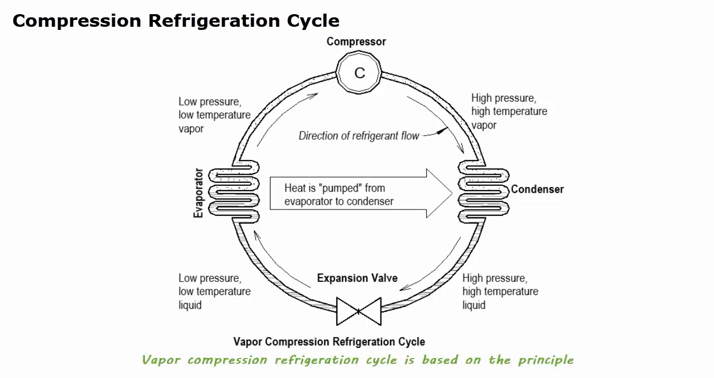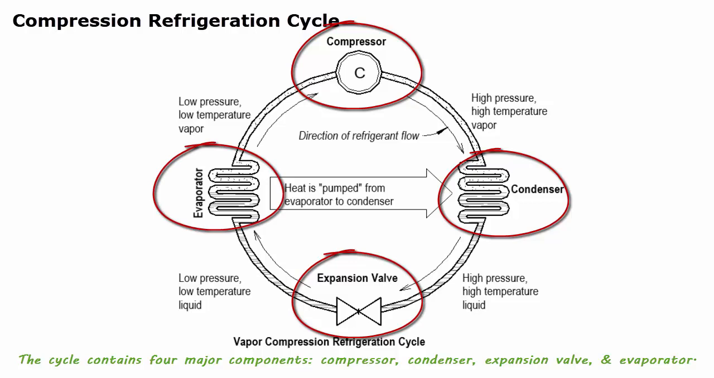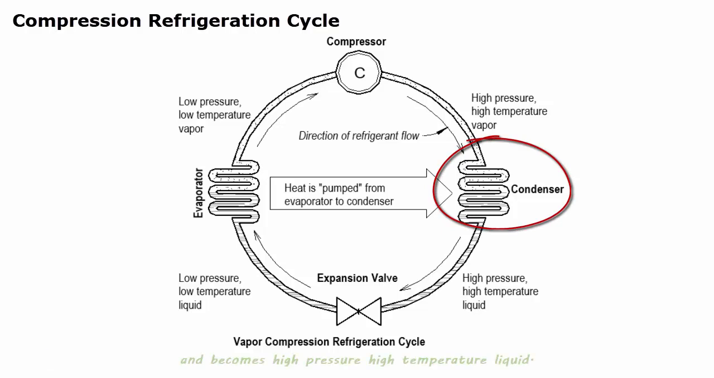Vapor compression refrigeration cycle is based on the principle that a liquid expanding into gas absorbs heat. The cycle contains four major components: compressor, condenser, expansion device, and evaporator. Refrigerant, for example Freon, is piped in this enclosed cycle. Compressor compresses refrigerant from low pressure, low temperature vapor to high temperature, high pressure vapor. High pressure, high temperature vapor refrigerant rejects heat in condenser and becomes high pressure, high temperature liquid.